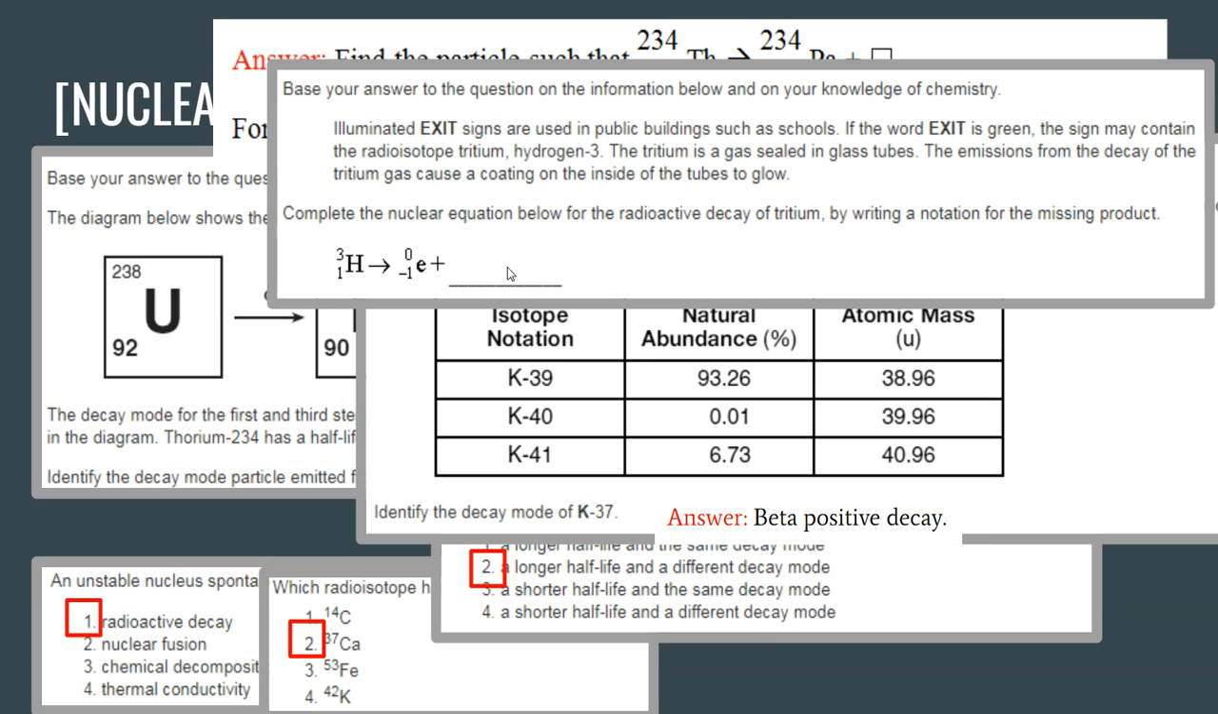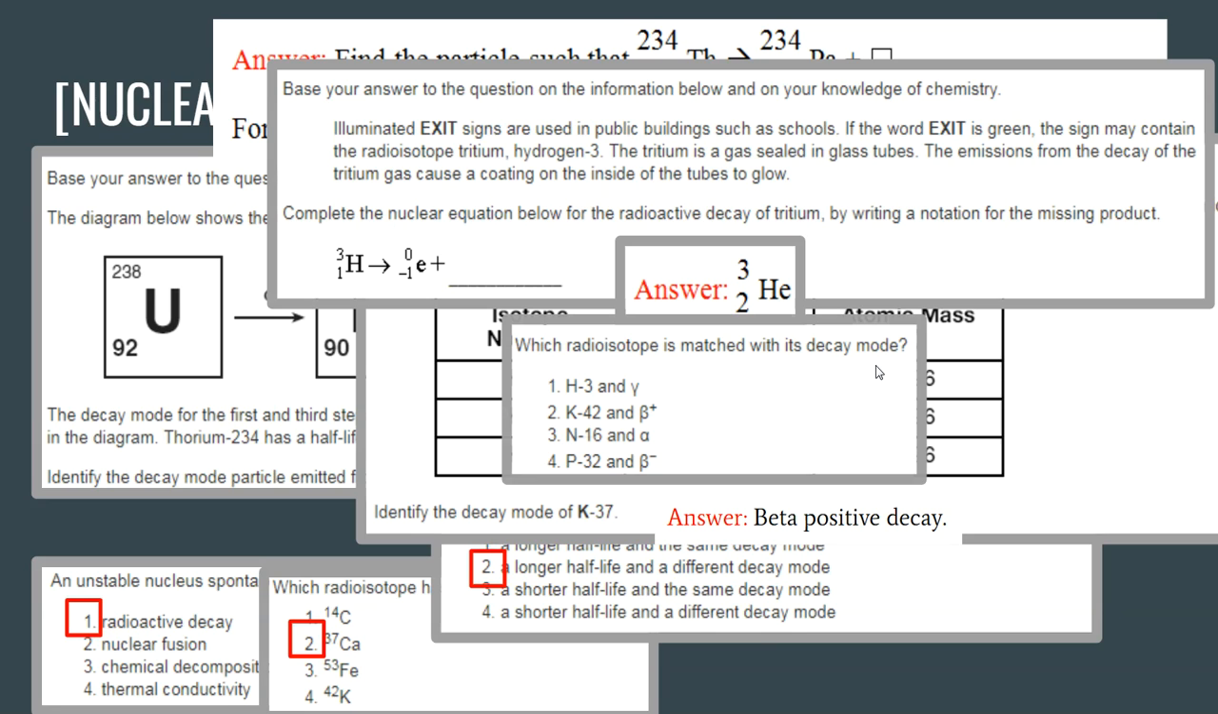Once again, we're looking for the nuclide symbol such that the masses in equal the masses out, and the atomic numbers in equal the sum of the atomic numbers out. See if you can figure out what the missing value is, both the mass and the atomic number. You should have gotten helium-3 with an atomic number of 2. Why? Because 3 plus 0 gives you 3, and 2 plus negative 1 equals 1.